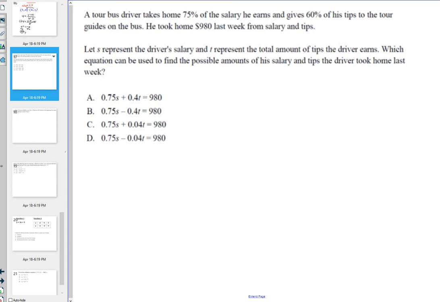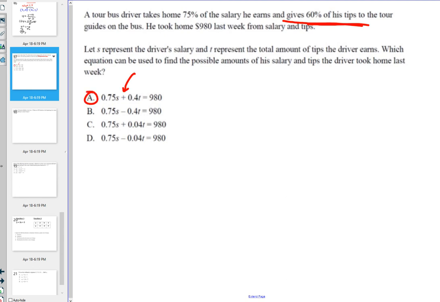Yeah, I remember this one. The key here is that he gives up 60% of his tips. So how much of his tips is he keeping? If he's giving up 60, no, it's not none. It's 40%. And we're talking about what he's earning, so we have to add them. So it's that one there.